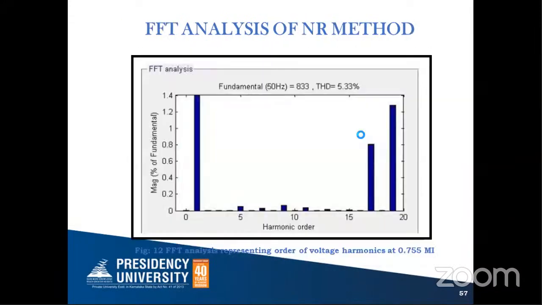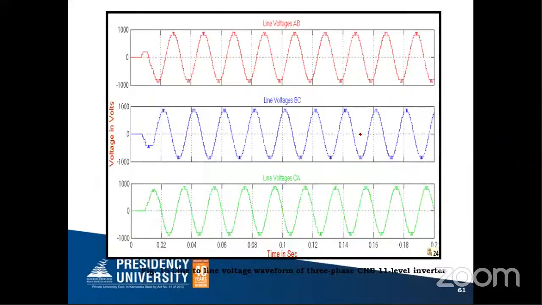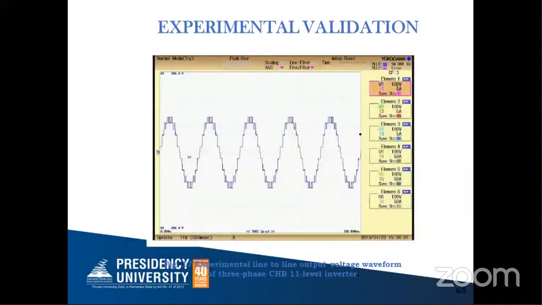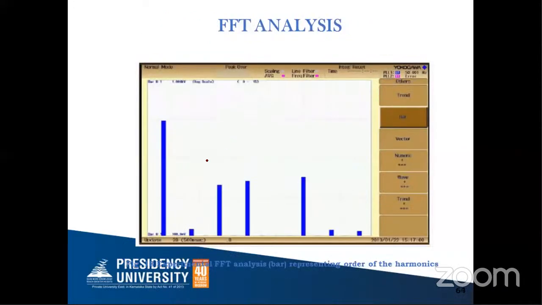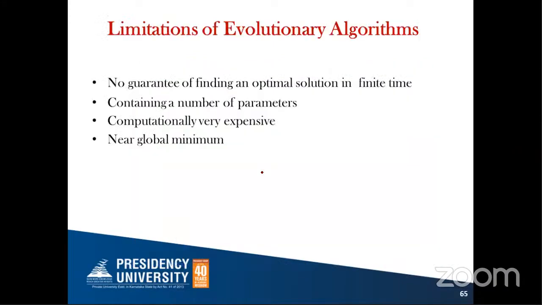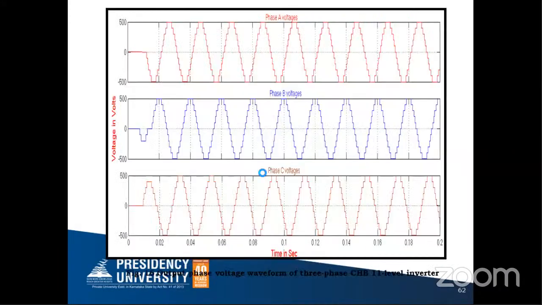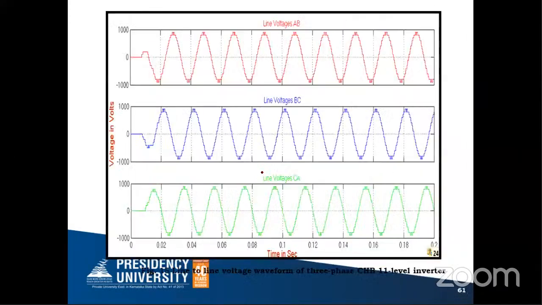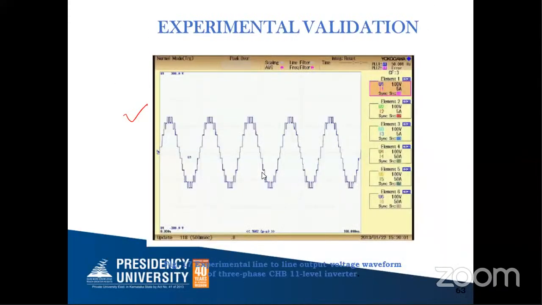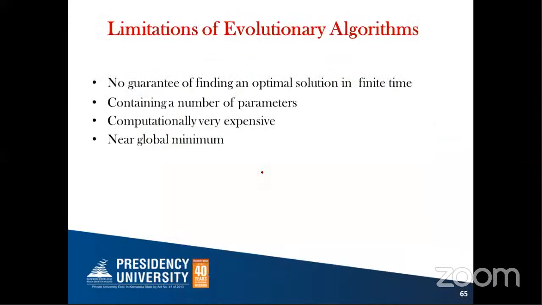These are all the simulation results, and this is the hardware result. This is a line-to-line output voltage waveform. And this is the output voltage waveform, which represents the percentage THD. The percentage THD present here is practically very less, I think it is 5 point something like that. So it complies with the IEEE 519-1992 harmonic guidelines also.